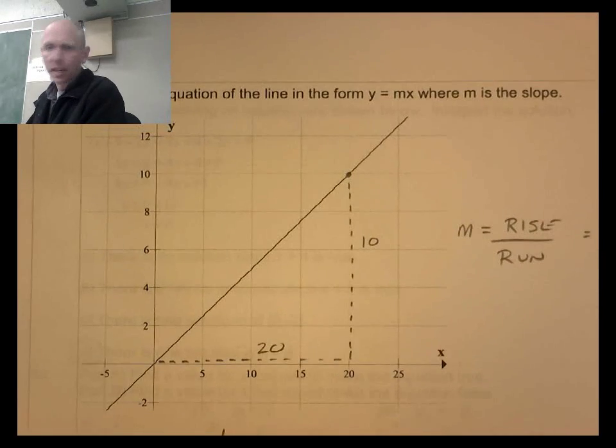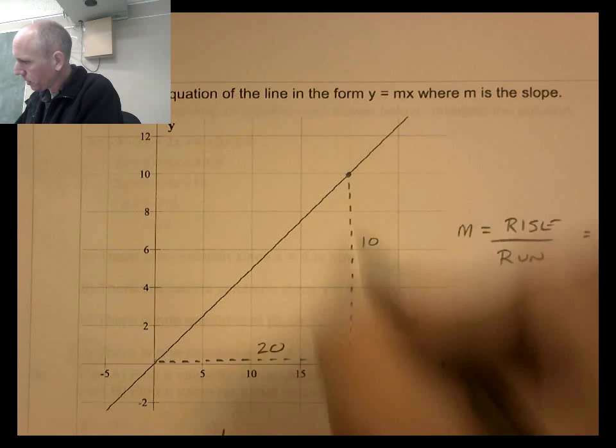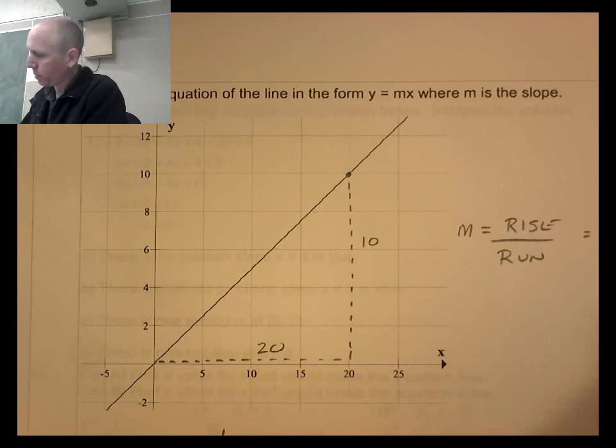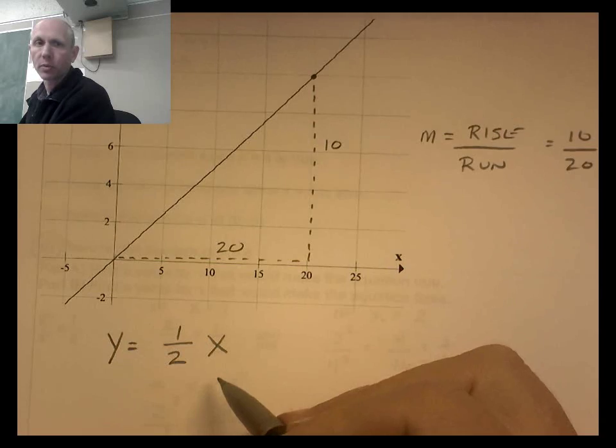Create the equation for this line. Well, it has a y-intercept at 0. And here's a slope triangle, good point. So the slope is 10 over 20. 10 over 20, the slope is 1/2. So y equals 1/2 x. There's my equation, y equals 1/2 x.